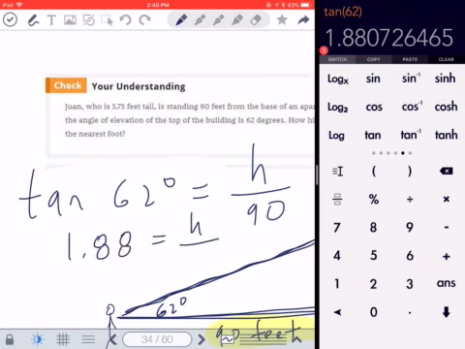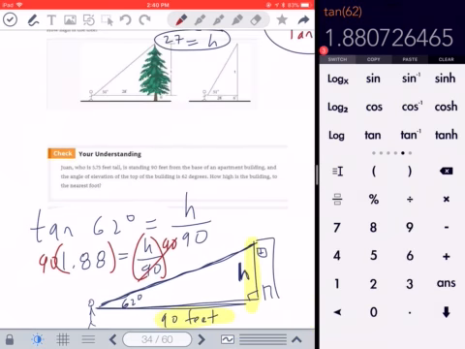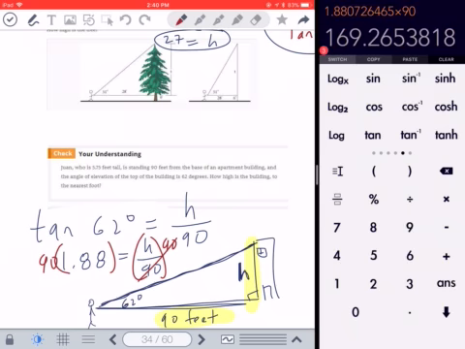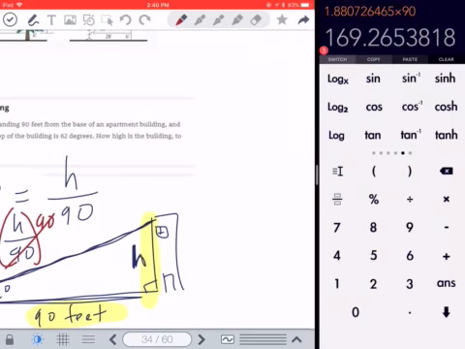1.88 equals h over 90. My next step, I would multiply by 90. Keep that information in the calculator, multiply it by 90, and it's going to be about 169.3 feet. So h is going to be 169.3 feet.